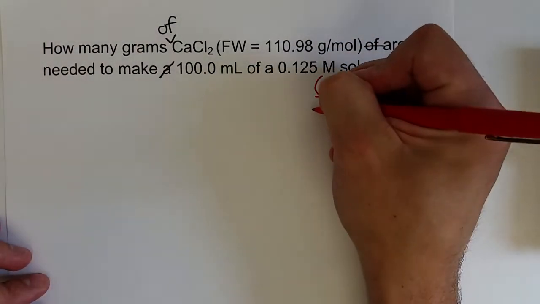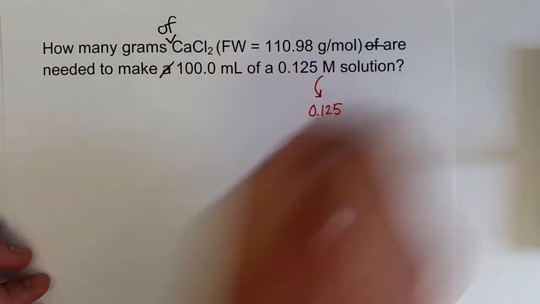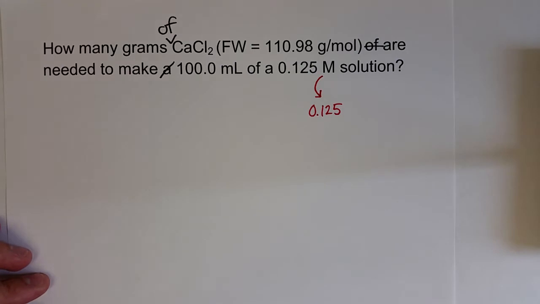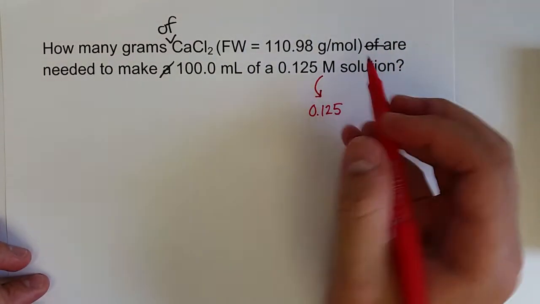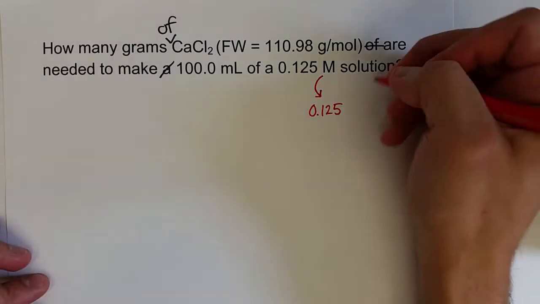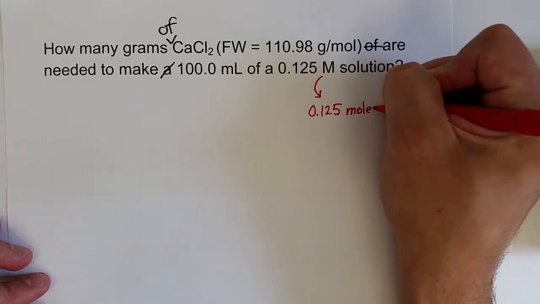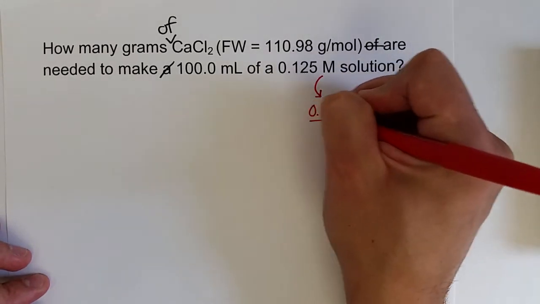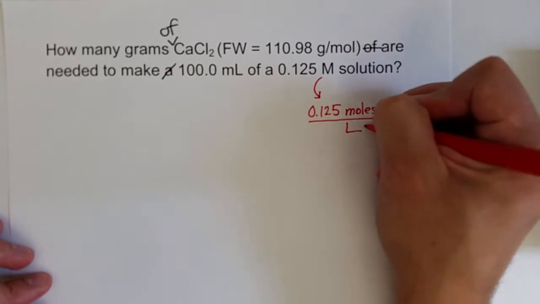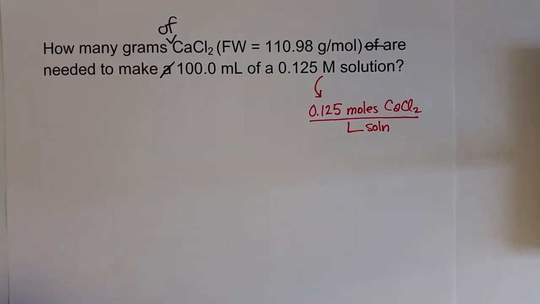Okay, if you remember, molarity stands for moles per liter. And so anytime you see that capital M, you can always think of that as moles per liter. And so a 0.125 molar calcium chloride solution means that there are 0.125 moles of calcium chloride per liter of solution.